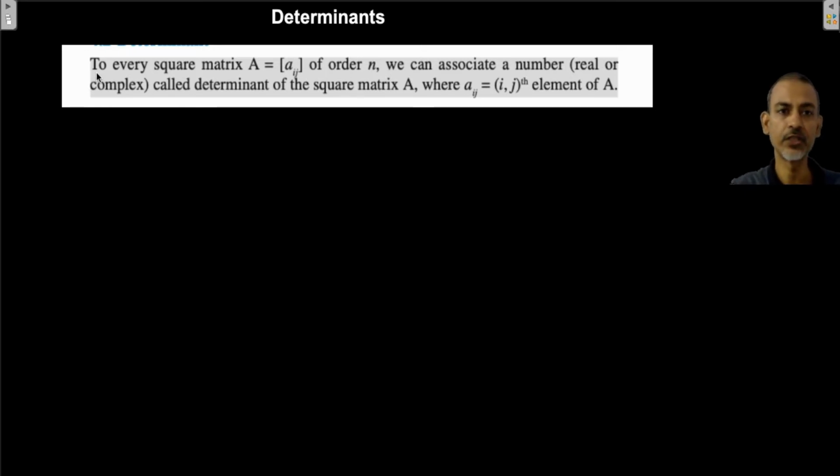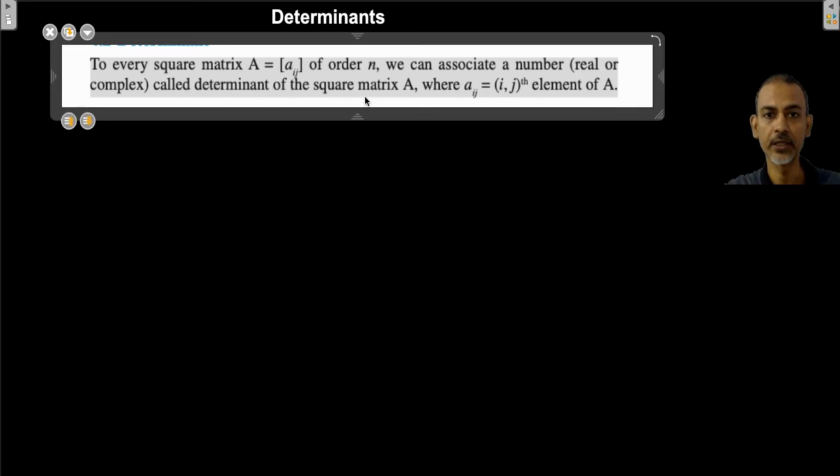This is a definition given in your standard textbook, and it says what is a determinant. So determinant is a number, real or complex, which is associated with a square matrix. Let me again start with the definition. It says that to every square matrix A equals Aij of order n, we can associate a number, real or complex, called the determinant of the square matrix A, where Aij equals the ith and jth element of A.